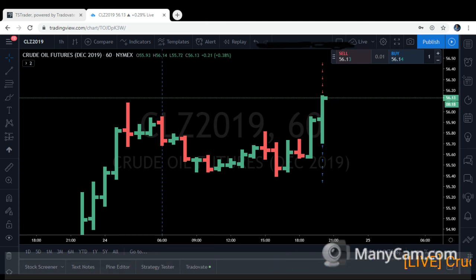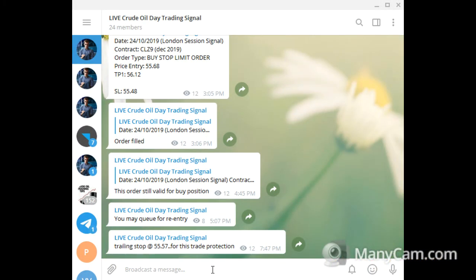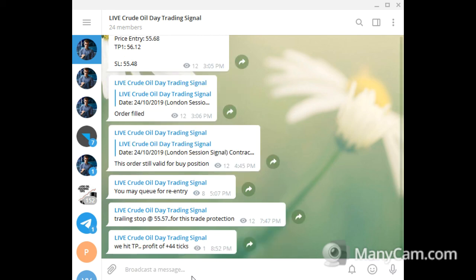So price did continue further up, so I should send out the signal. So we hit TP. Profit of how many ticks? Just did 12, 32, 44. Should be plus 44 ticks. It was a good one.